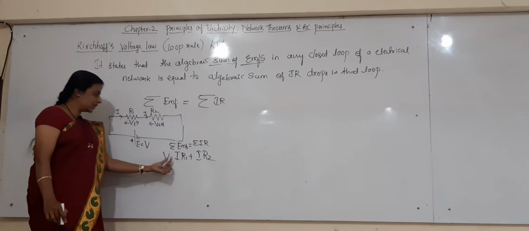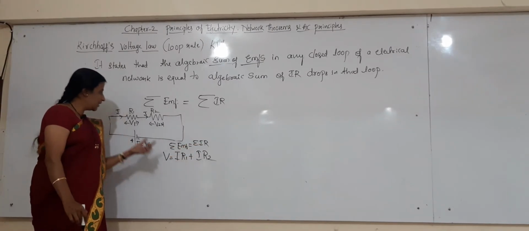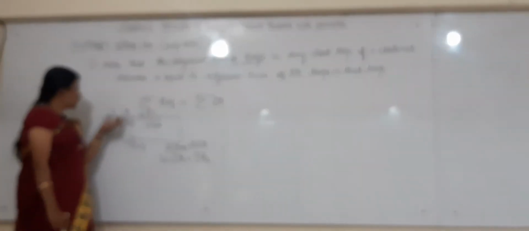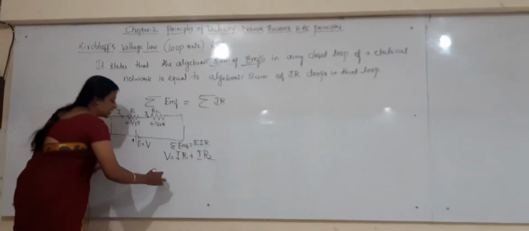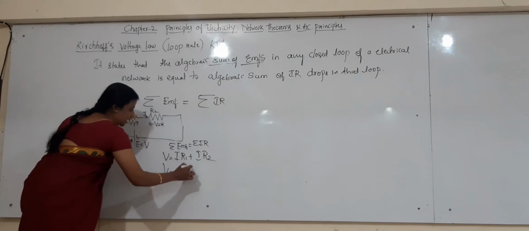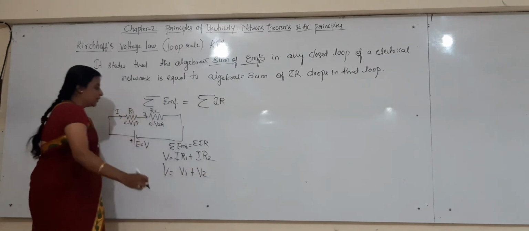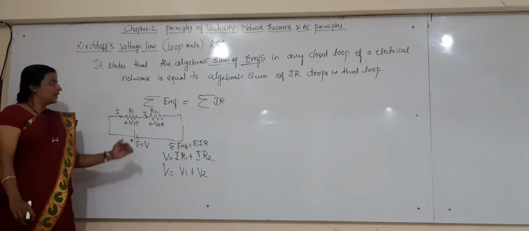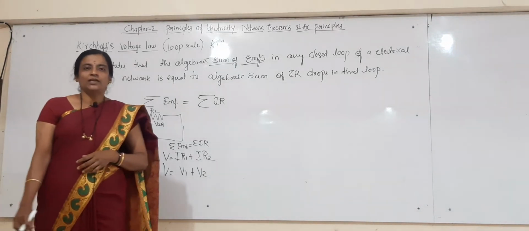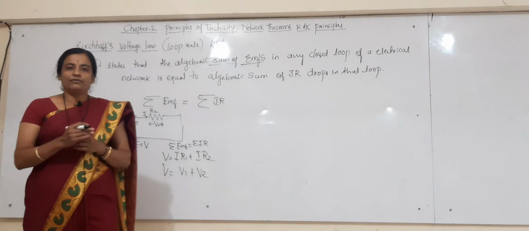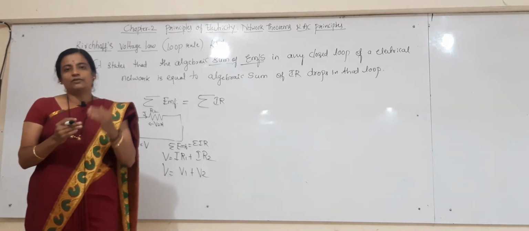So that is V is equal to IR. How many resistors are there? Two resistors, therefore IR1 plus IR2. So that is nothing but V is equal to V1 plus V2. It is nothing but a voltage law. Kirchhoff's law is a voltage law that is applicable only as far as voltage is concerned.